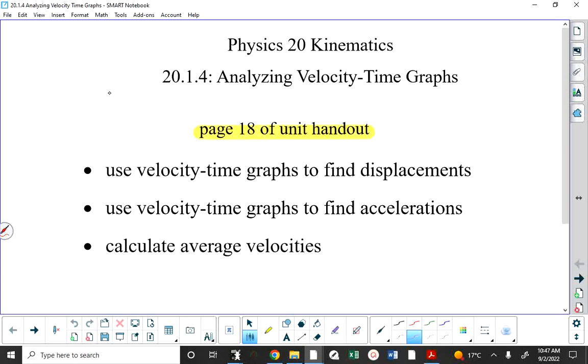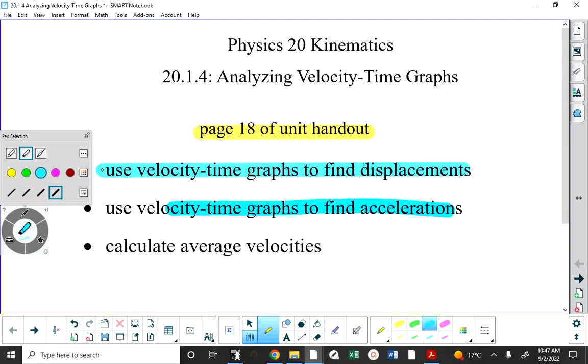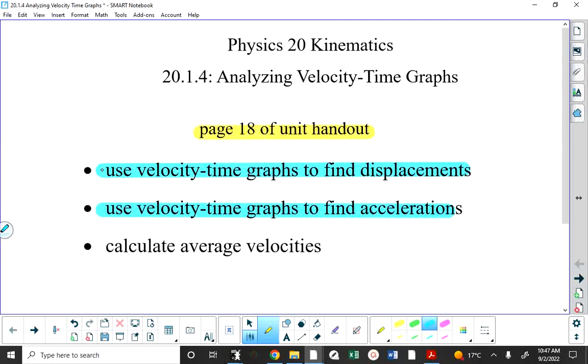We're going to be analyzing velocity time graphs, which is essentially finding displacements and accelerations from velocity time graphs. We're not constructing velocity time graphs. They're going to be given to you, and you have to find information from them. And the second thing we're going to be doing is calculating what we call average velocities and average speeds.